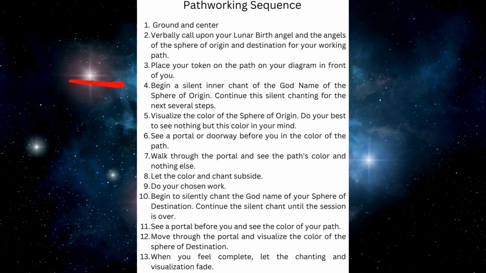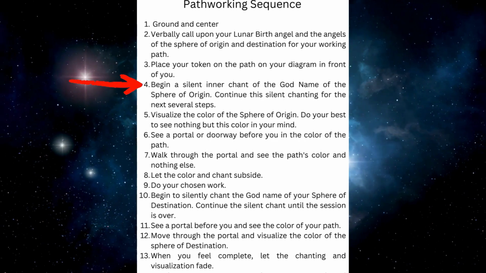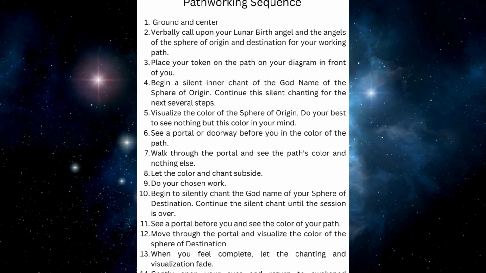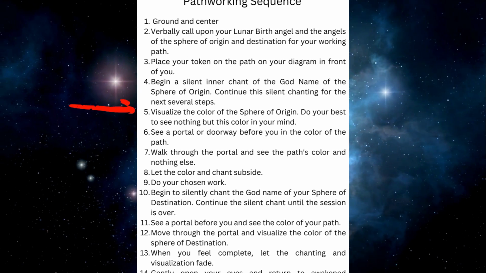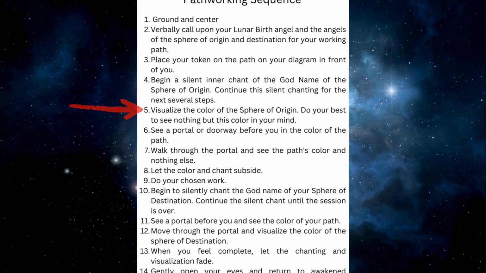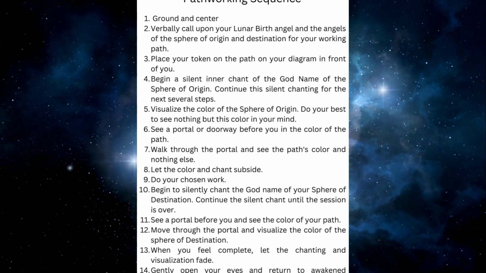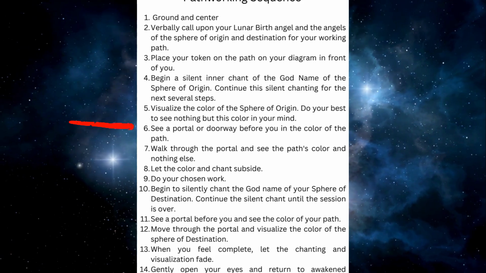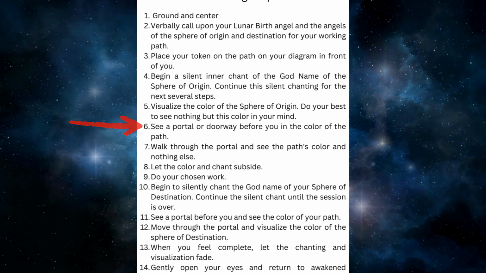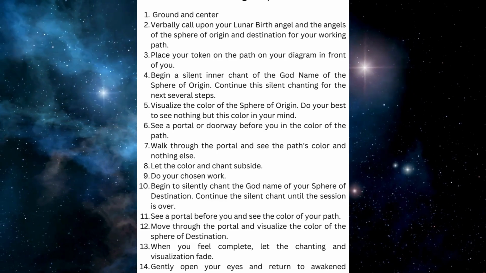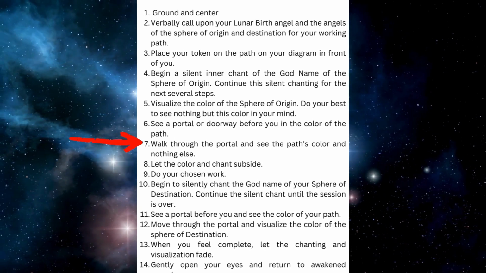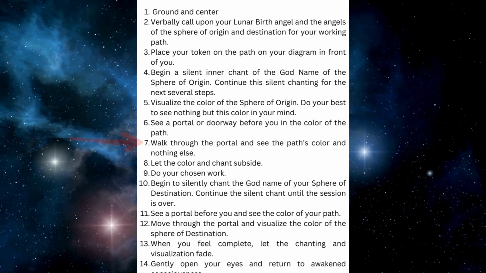You'll then begin a silent inner chant of the God name for the sphere of origin. Continue this silent chant for the next several steps. You'll then visualize the color of the sphere of origin. Do your best to see nothing but this color in your mind. Next, you will see a portal or doorway before you in the color of the path that you're working. Walk through the portal or doorway and see that path's color and nothing else.